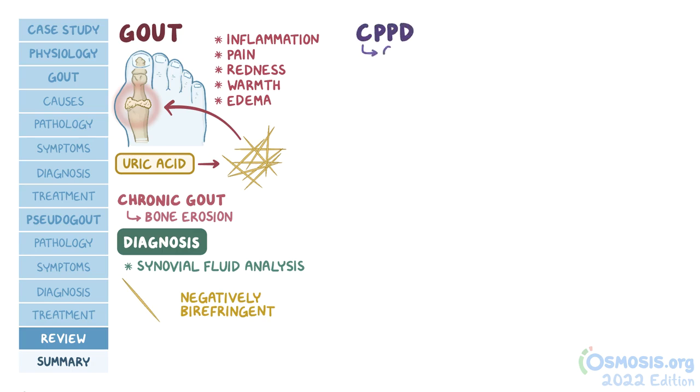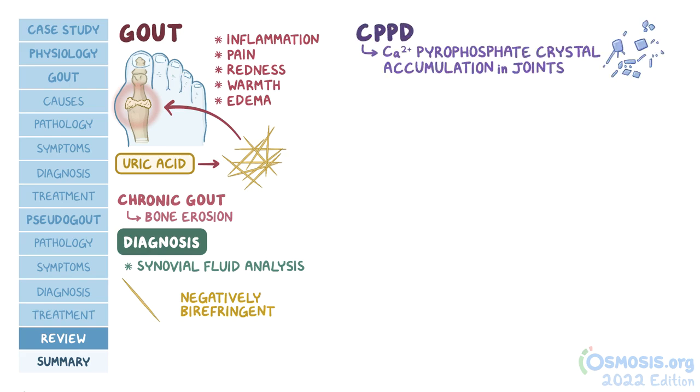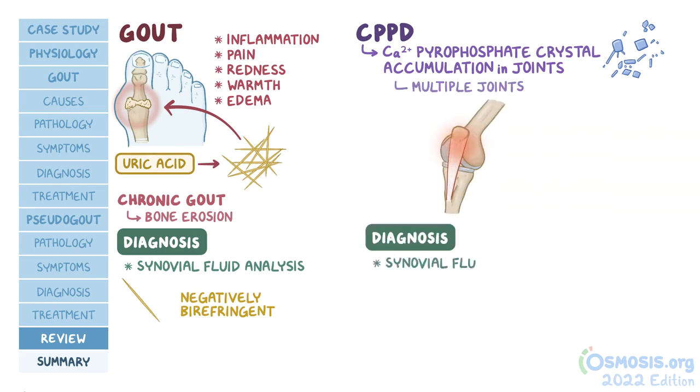CPPD is caused by calcium pyrophosphate crystal accumulation in the joint, which results in a similar clinical picture as gout. The disorder is more likely to affect multiple joints and is more common in larger joints like the knees. Diagnosis is based on synovial fluid analysis as well, where CPPD crystals are weakly positively birefringent and they have a rhomboid or rod-shaped appearance.